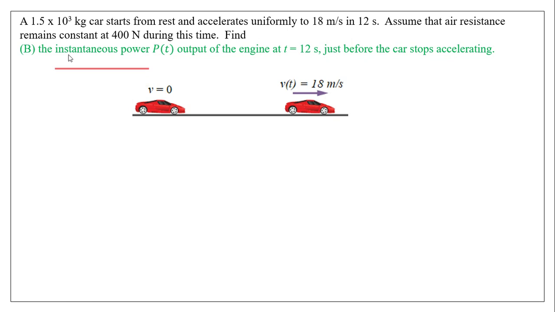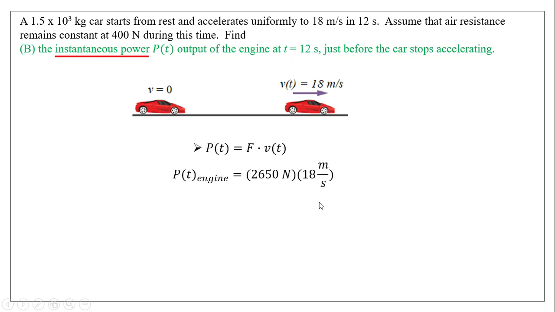So to find instantaneous power, all we have to do is just use the F at that particular time times the velocity at that particular time. So the engine here is exerting a constant force that we just calculated in part A. V of t is at 12 seconds because it says the instantaneous power at 12 seconds. So light work. To find the instantaneous power exerted by the engine at exactly 12 seconds, I need to know what the force is at that moment. Well, the force at that moment is the same because it exerts a constant force of 2,650 newtons. This is the force by the engine.